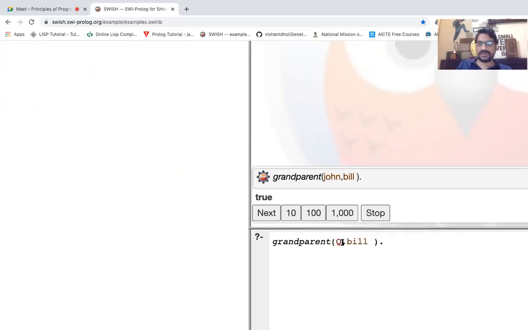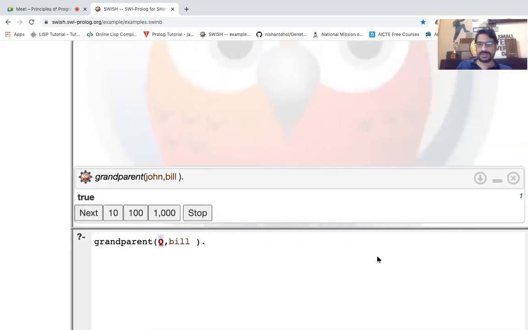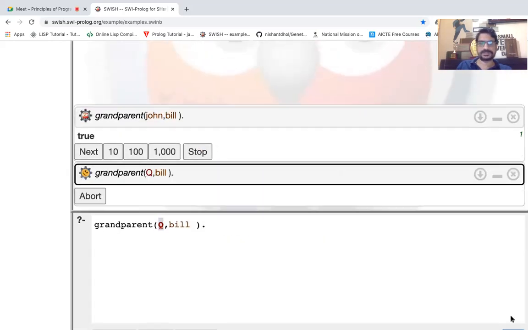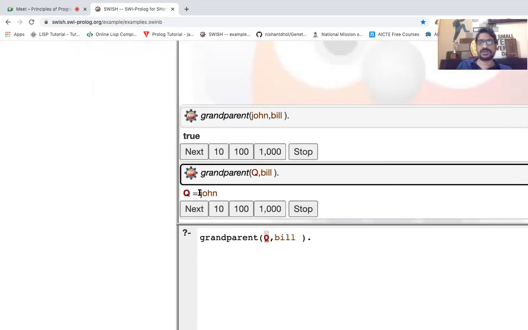Now, can we find out the grandparent of Bill? So I'll use a variable here. This variable should be evaluated. So let's run this. My answer is John. You can see that.